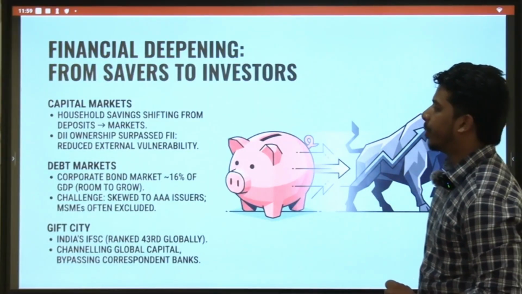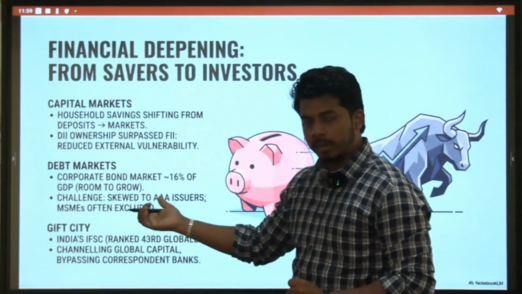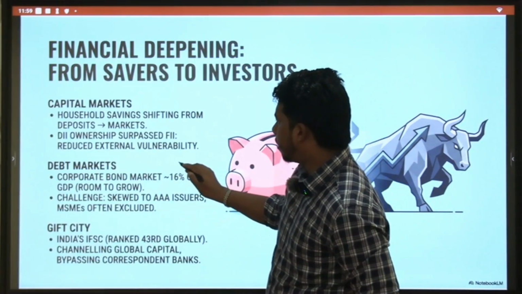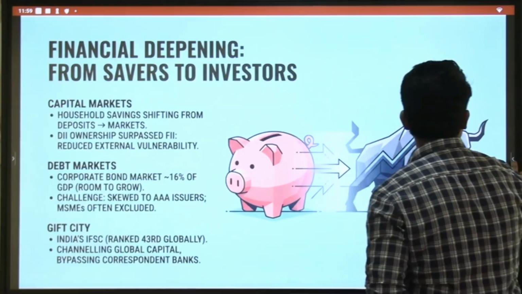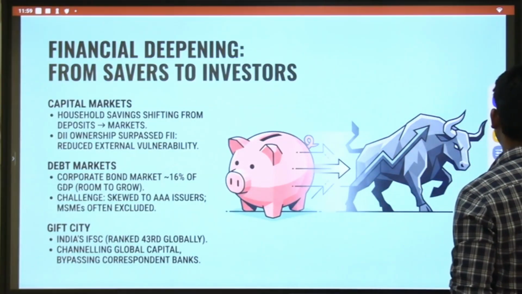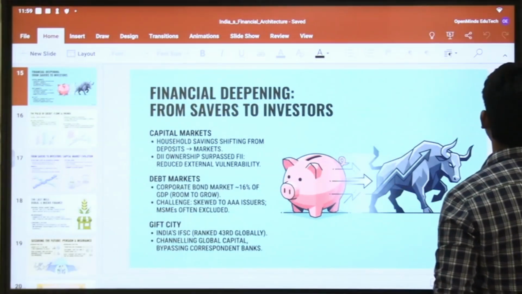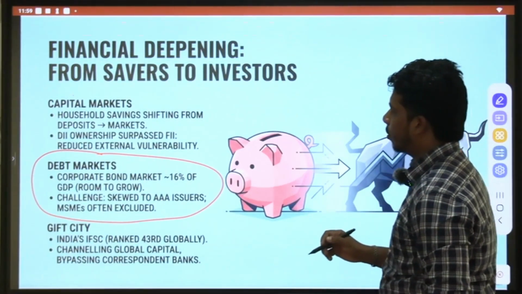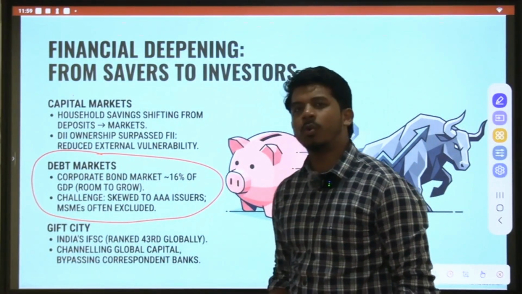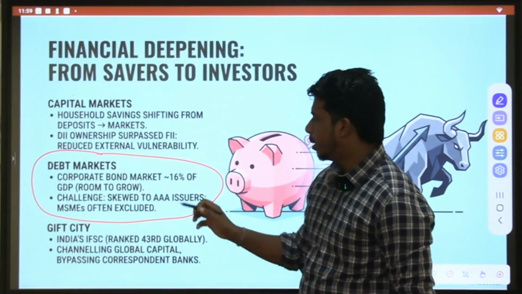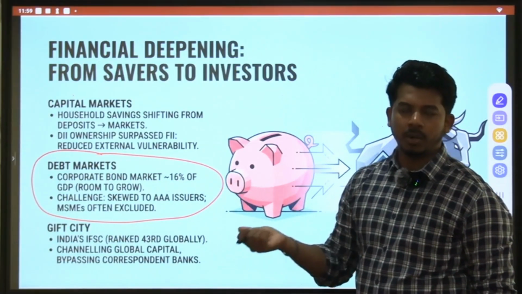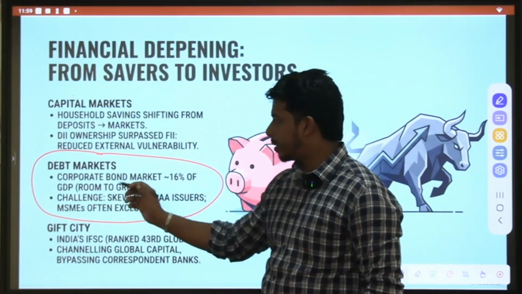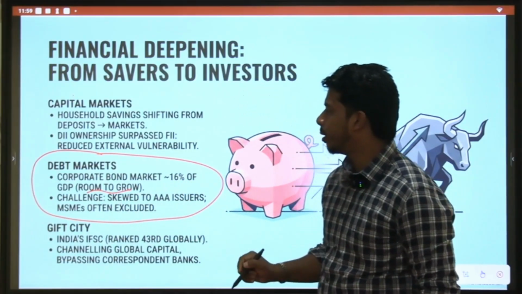In the debt market, the corporate bond market is increasing. It is 16%, but there is more room to grow here also. We have to increase this. It is very low. It is increasing to 16%, but it is still low. So there is more room to grow here.